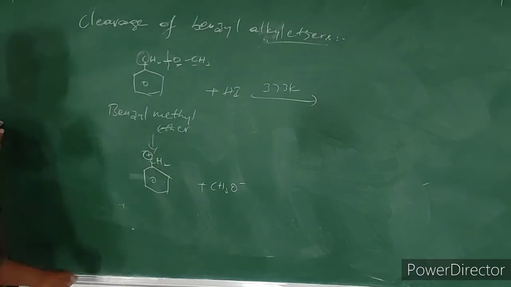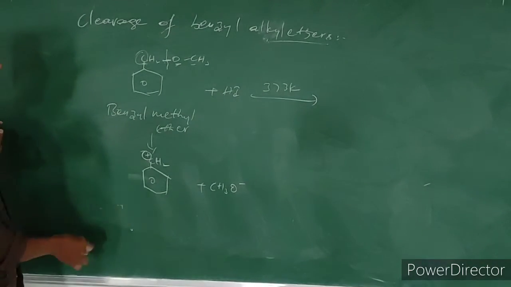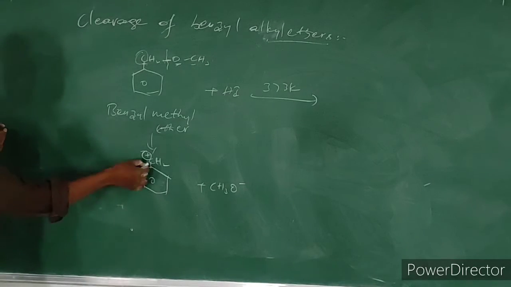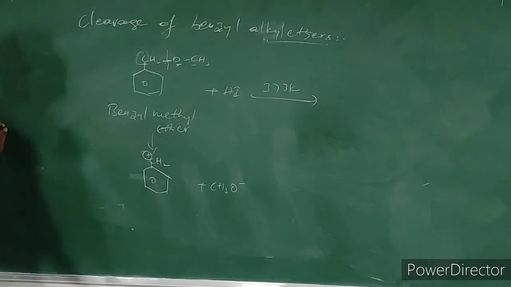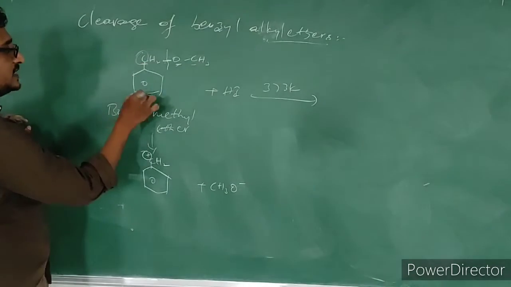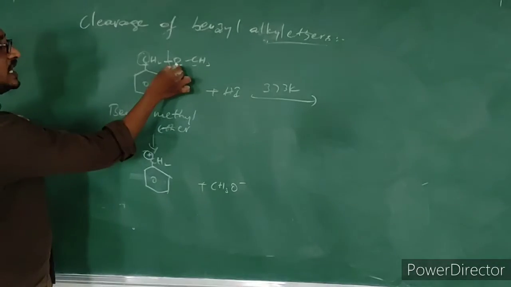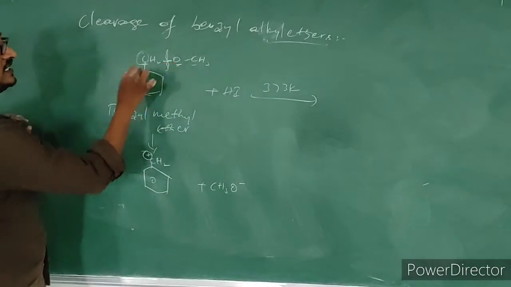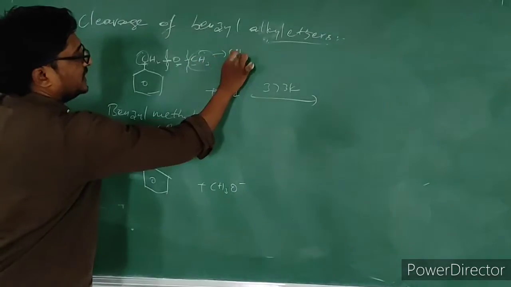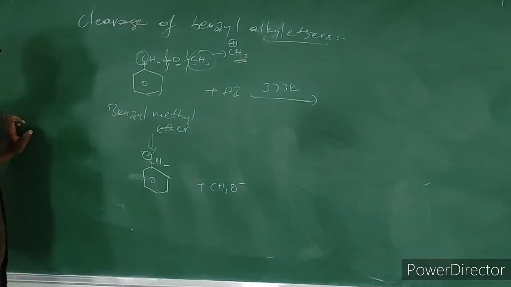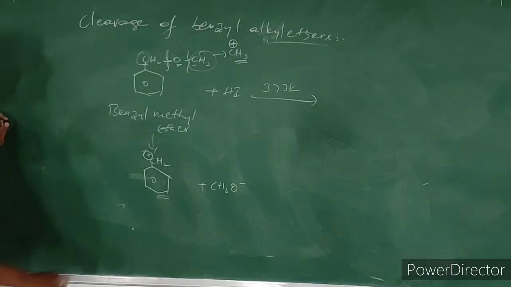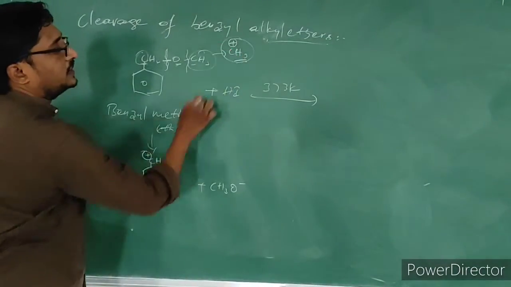Here, this CH2 plus which gets produced will be stabilized by resonance. Although it is a primary carbocation, it is stabilized by resonance. That is why cleavage takes place between the carbon present directly on this benzene ring and the oxygen, but not here. When it takes place here, the carbocation generated is CH3 plus, which cannot be stabilized like this benzyl carbocation. So benzyl carbocation is more stable compared with methyl carbocation.